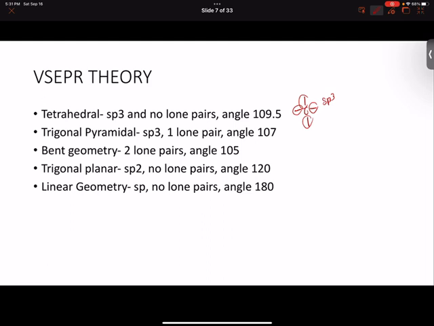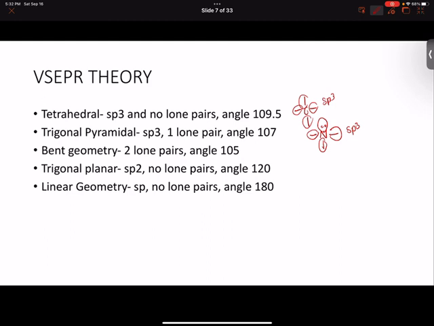And trigonal pyramidal, sp3, 1 lone pair. So trigonal pyramidal can be represented in this way. We have 1, 2, 3. And why is it sp3? It's sp3 because of the same logic that we learned before. So we have 1, 2, 3, 4. So it's going to be sp3. But it has 1 lone pair. That's what makes it trigonal pyramidal.